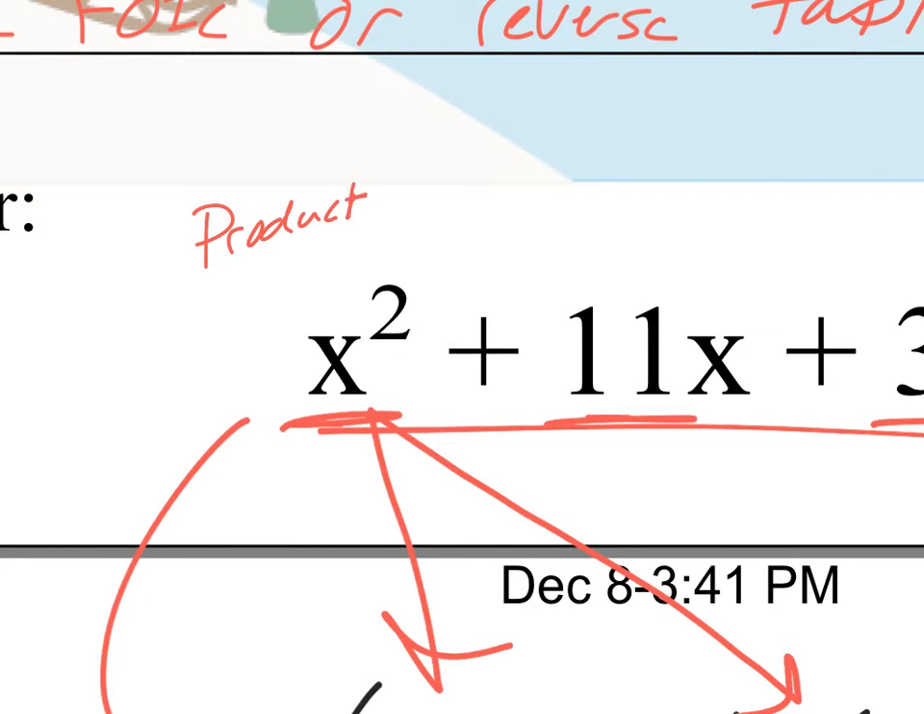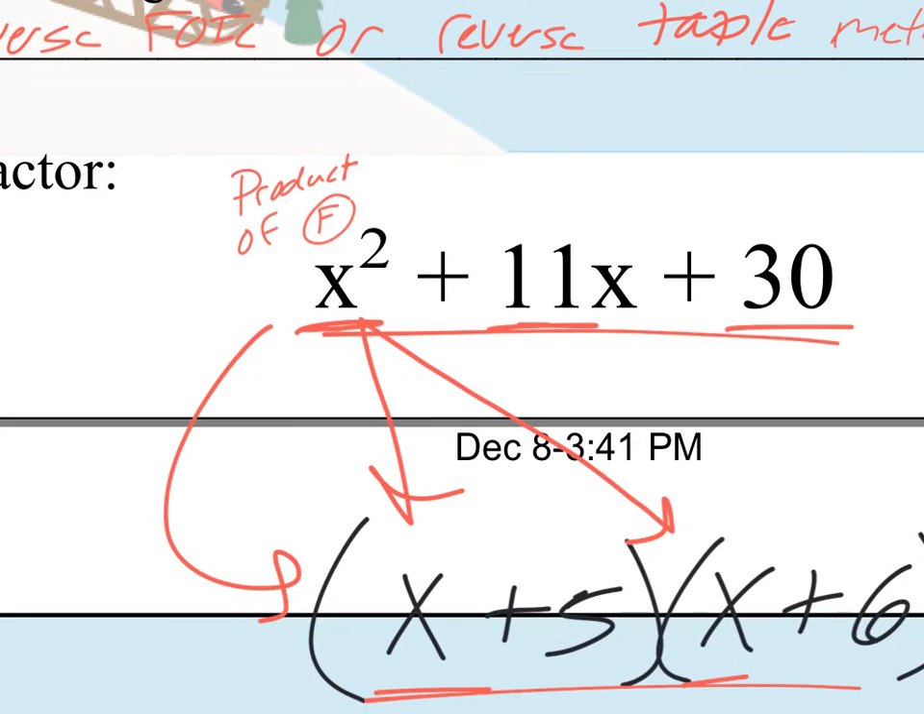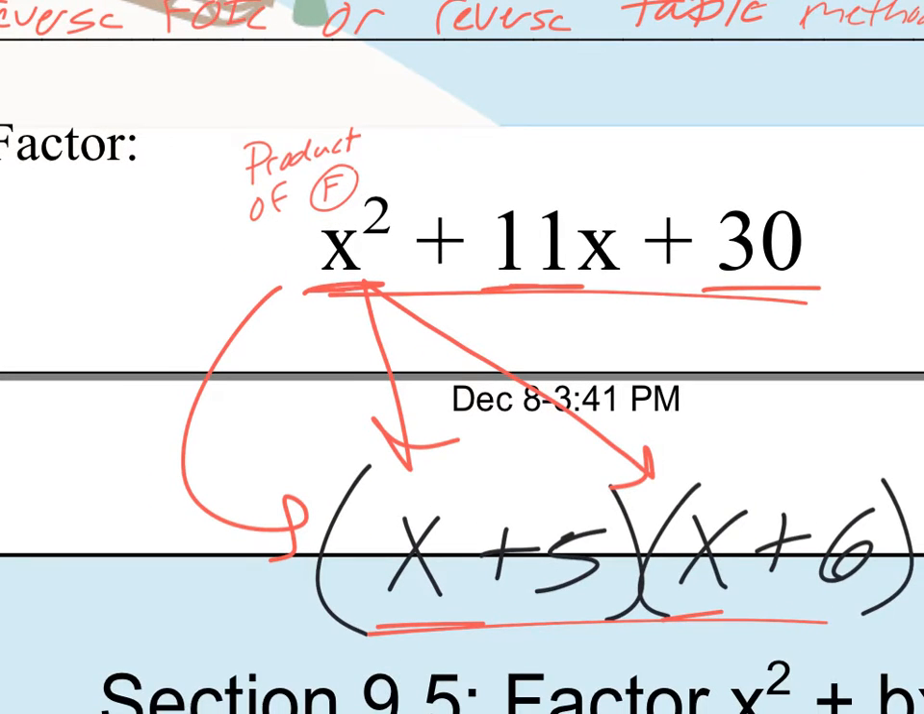It's the product of the F, because that's like the F in FOIL, the first terms, right? That's where this comes from. So then when I'm factoring, I know I'm going to break this apart, and that's what's going to go in those first two spots.